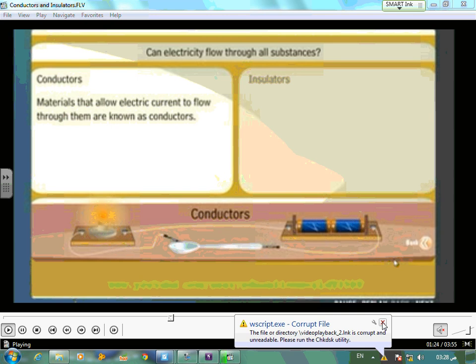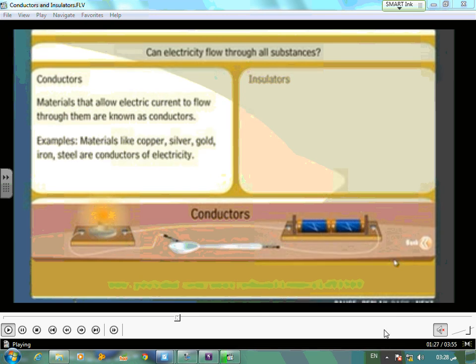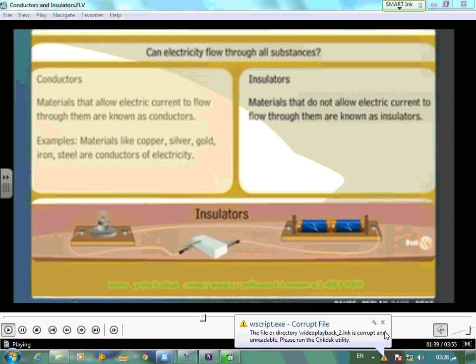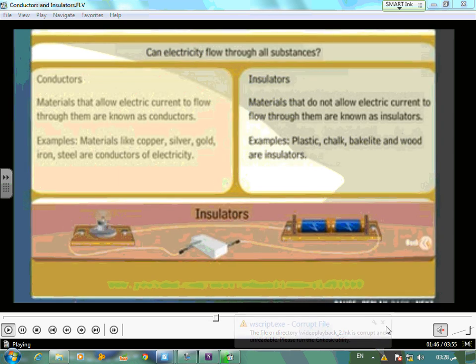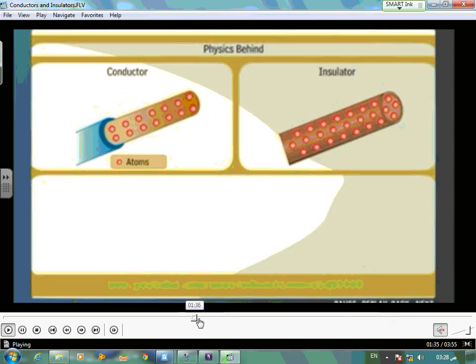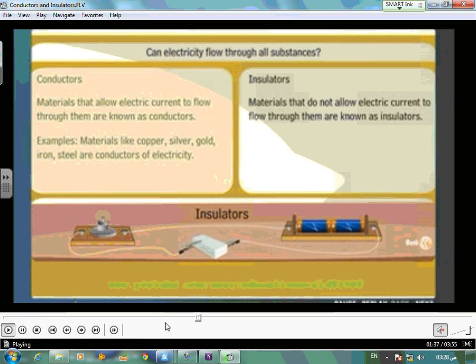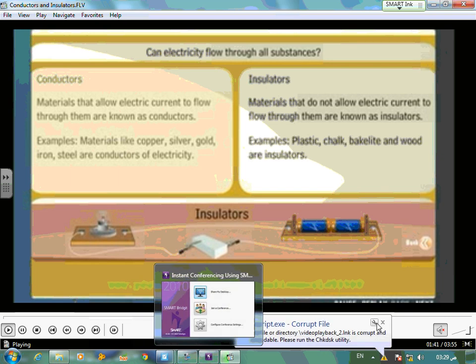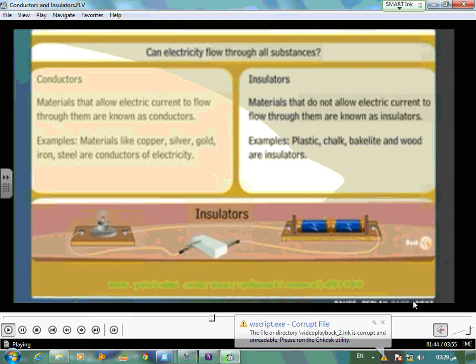So the difference between conductors and insulators: materials that allow electric current to flow through them are known as conductors. For example, copper, silver, gold, iron, and steel are conductors of electricity. But insulators are materials that don't allow electric current to flow through them, such as the eraser and pencil.